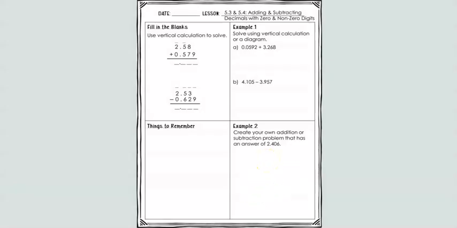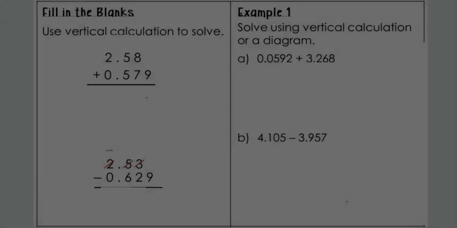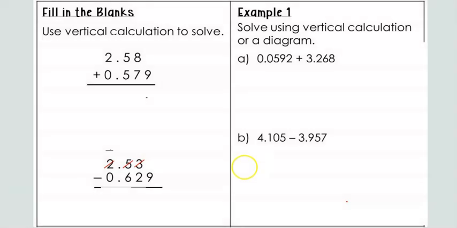So we're going to start with fill in the blanks, using vertical calculation to solve. So we first start by placing the 9. If you needed to, you can add a 0 up above that 9 as a placeholder. Since we're doing addition here, 8 plus 7 is 15. We're going to write down the 5 and carry the 1.